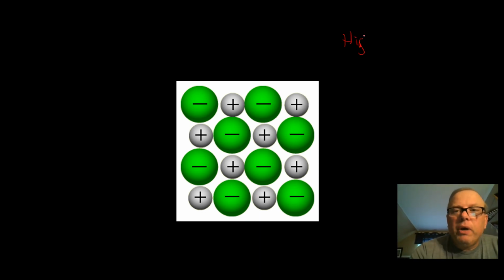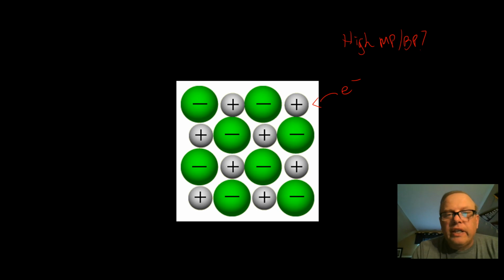Why do they have high melting and boiling points? Because there's a lot of energy needed to break these bonds. The bonds are not going to break until you put a lot of heat into them. Why can't electricity flow into it? Because an electron has no path from here to the other side. It can't flow through because of the effect of the cations in there. So it will not work.